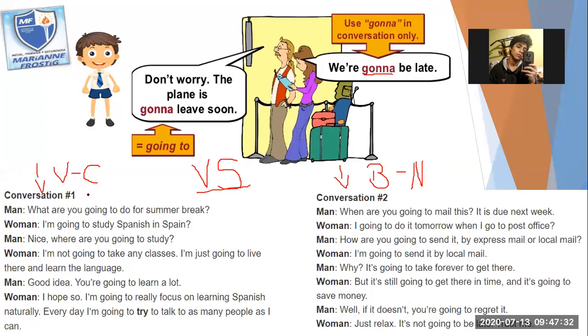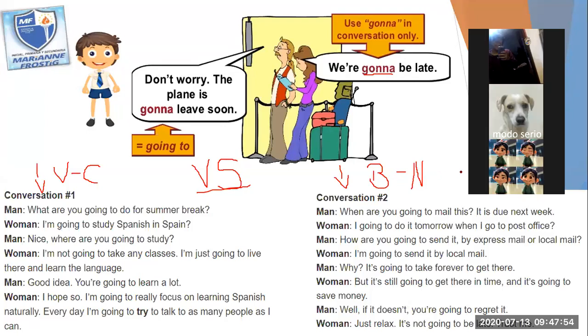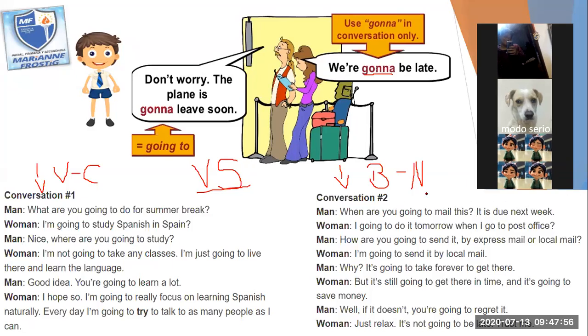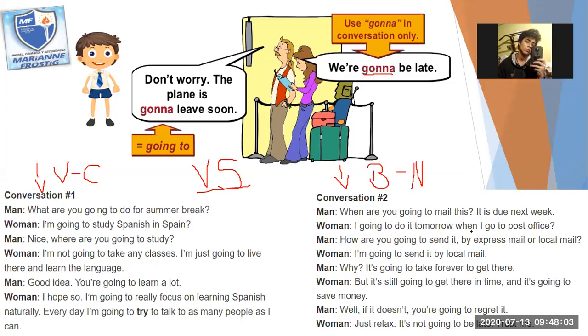Very good, Valerie, and very good, Carolina. But remember, it's going to in writing. In speaking it is gonna, okay? You missed some going to. Se perdieron ahí algunos going to, but it's perfect. Very good pronunciation. Now, let's go to group number 2. Bruno and Naomi, okay? Let's see. Bruno, you are the man, of course, and Naomi, you are the woman, okay? 1, 2, and 3. Start, please.